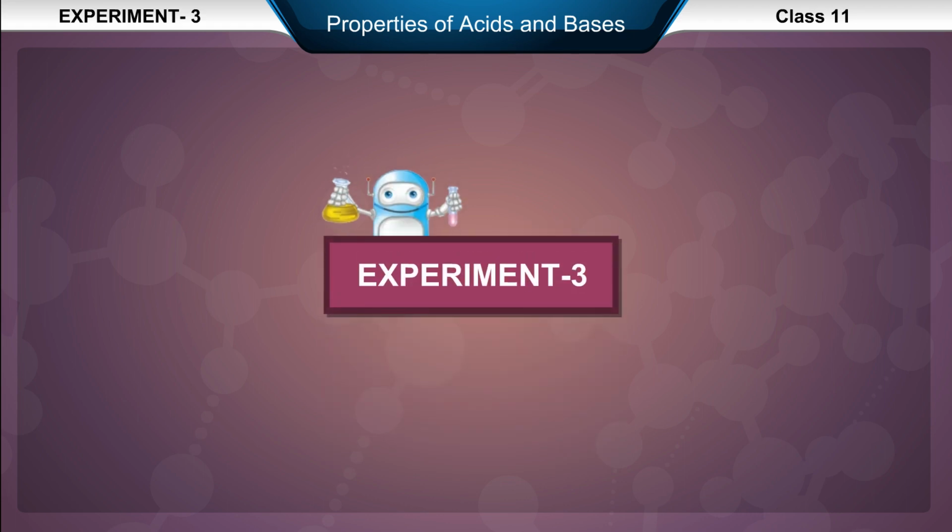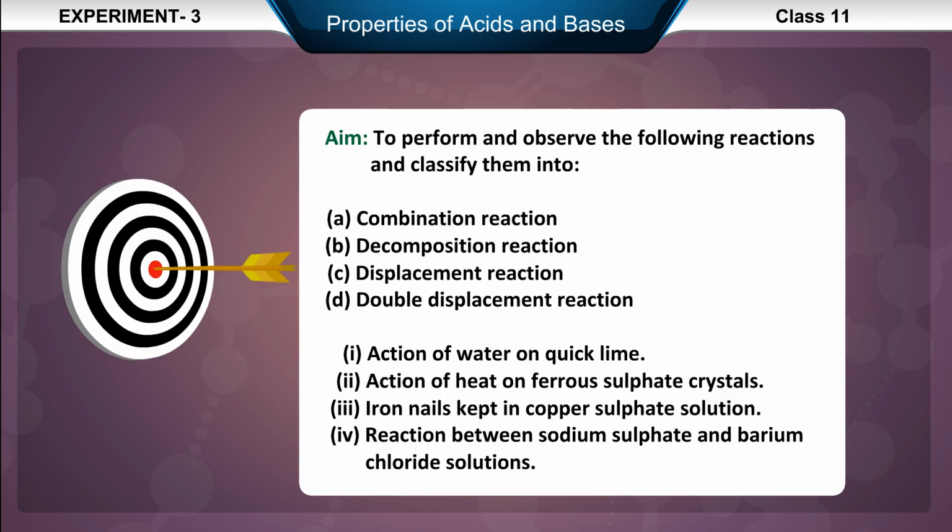Experiment 3. Aim: to perform and observe the following reactions and classify them into A. Combination reaction, B. Decomposition reaction, C. Displacement reaction, D. Double displacement reaction.